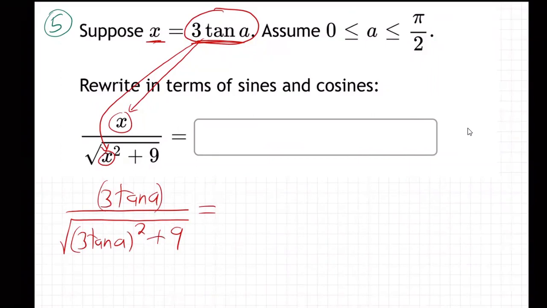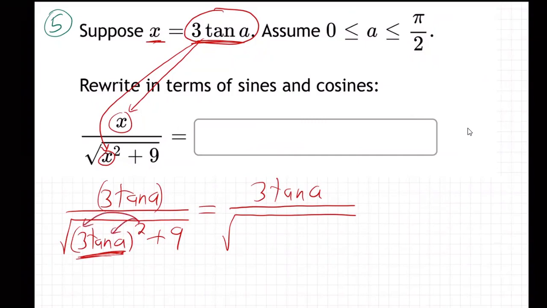Okay, so now I'm going to simplify. 3 tangent a. On the bottom, square root of 3 tangent a squared. What happens? Well, you're going to square the 3 and square the tangent. You know 3 squared is 9. Tangent squared a plus 9. Can you tell my 9s from my a's? I hope. 9, 9. Here we go. Okay, is everybody seeing where we're at so far?